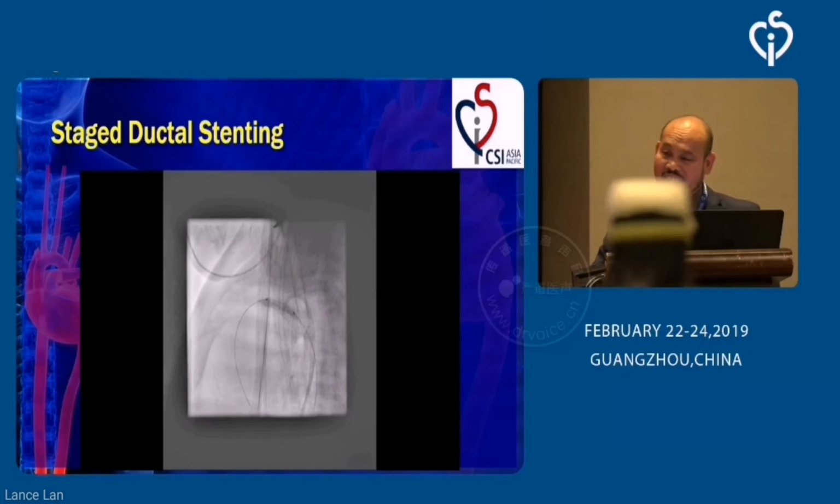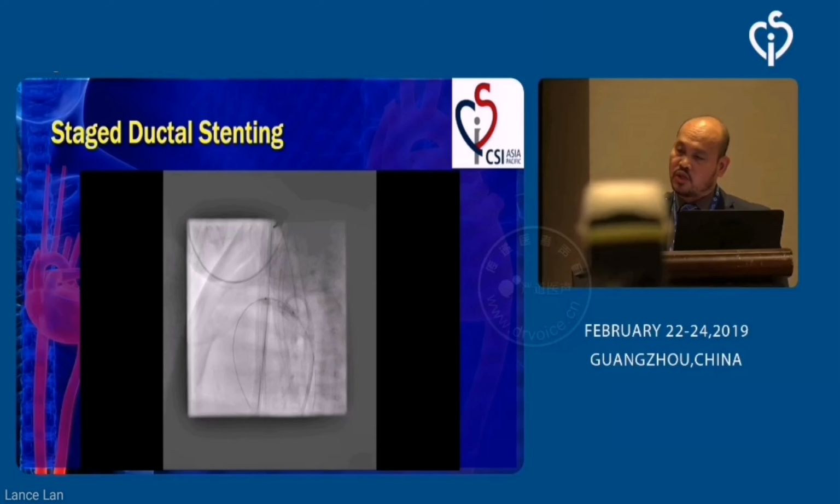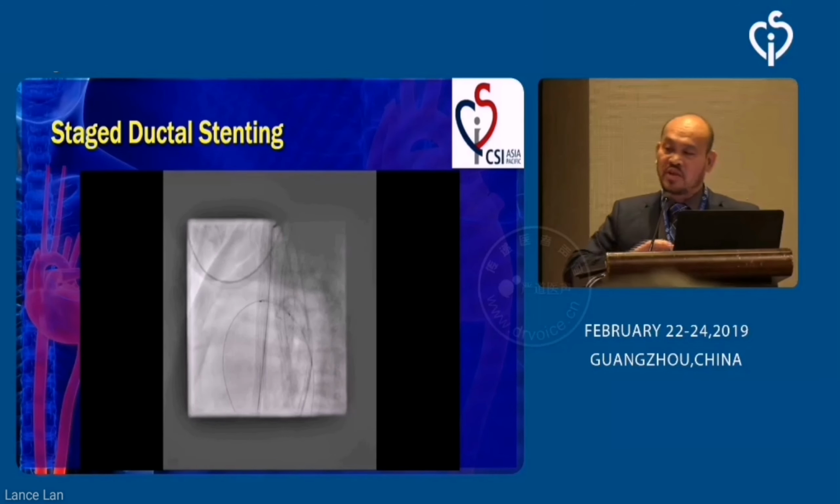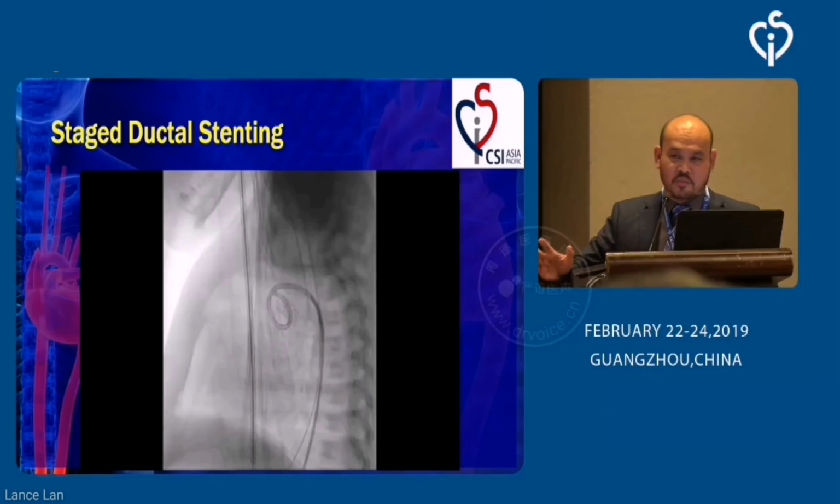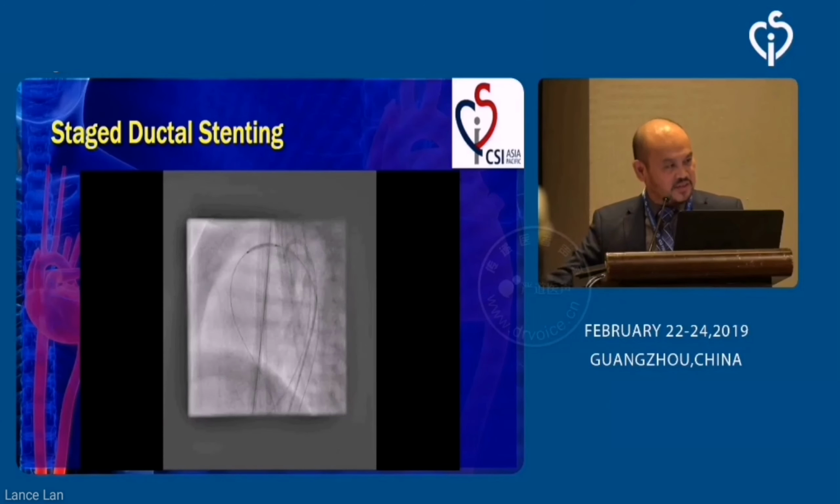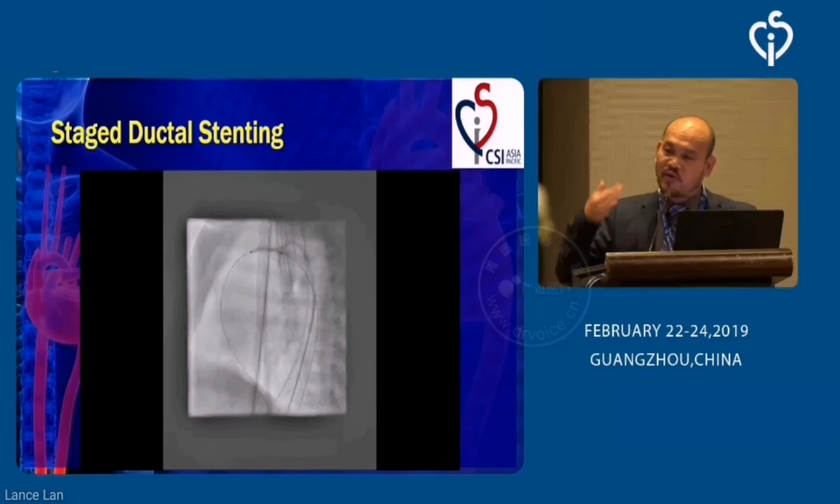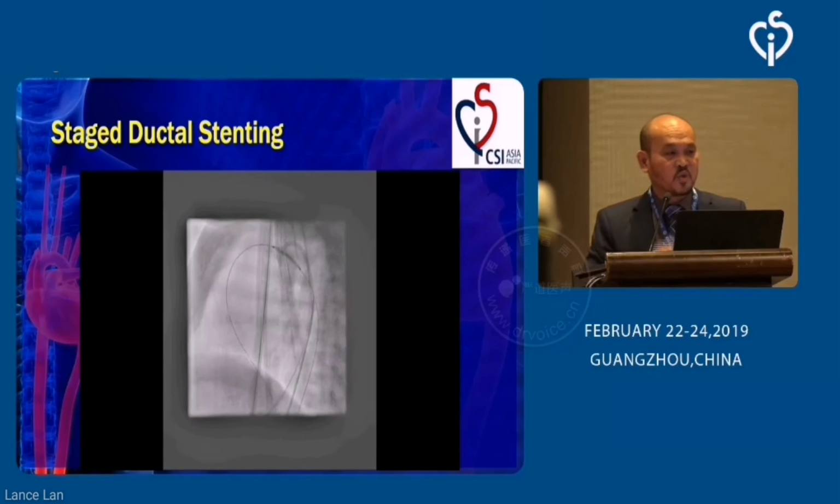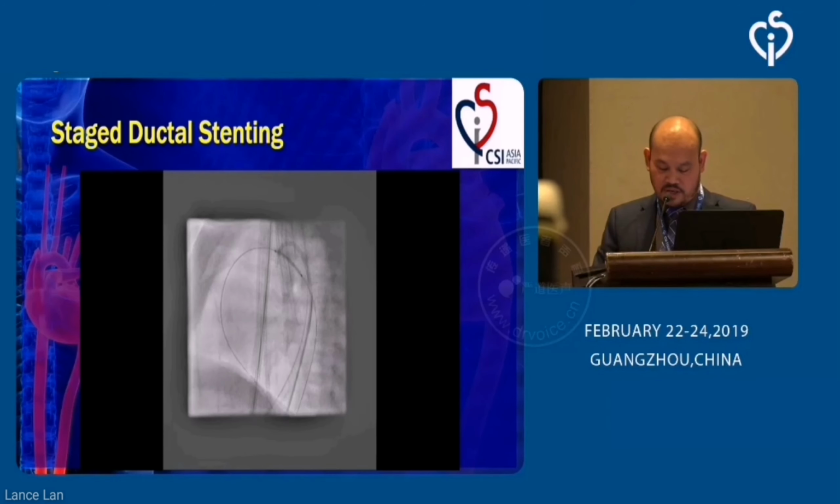Okay, so this is a staged ductal stenting, but you should be careful because you are inducing a restenosis of the PDA. You take off the prostaglandin, you should monitor the patient. Once the saturation is going down, then that's the time to go back to the cath lab and restent, or overlap or telescope the two stents. Of course, with the knowledge of where the constriction of the ampulla PDA is.